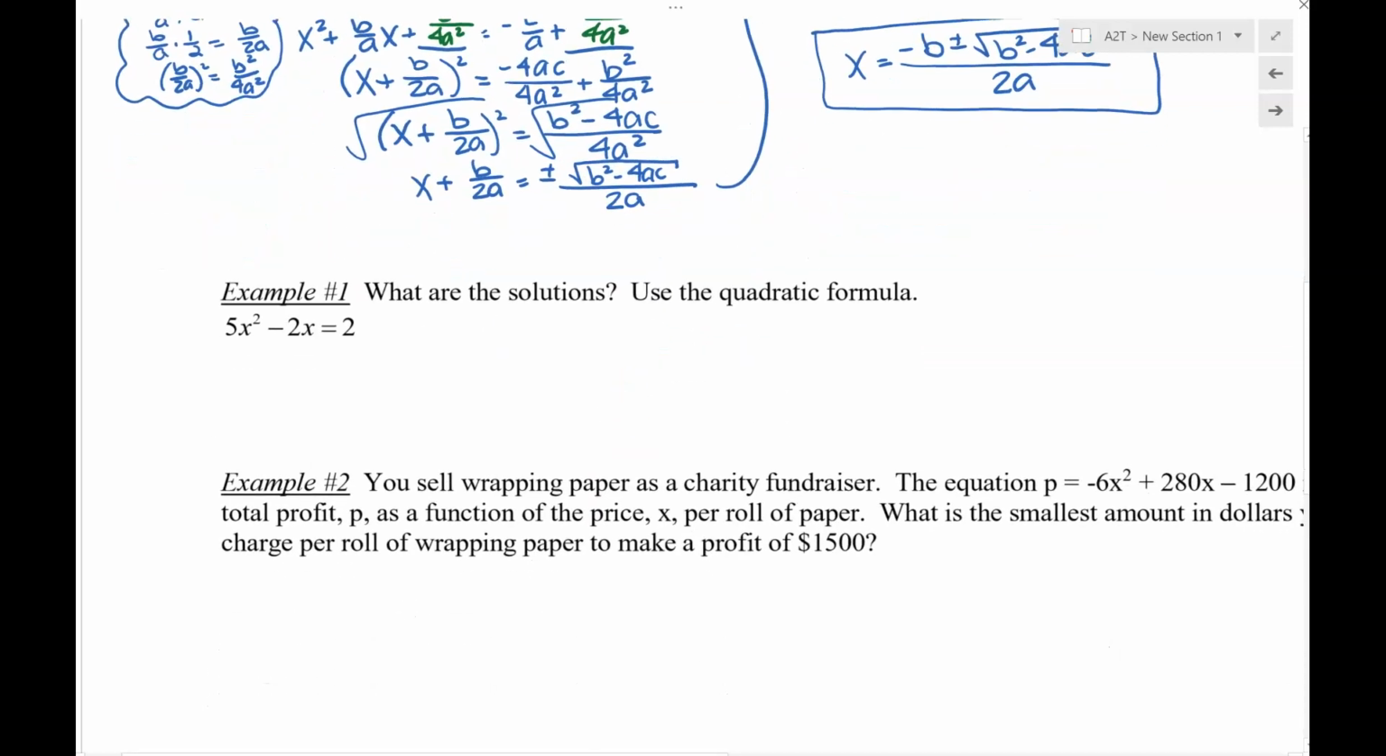In order to solve, it has to be equal to 0. So I'm going to immediately subtract 2 from both sides. And let's identify what a, b, and c are. a is 5, b is negative 2, and c is negative 2. All right, here we go.